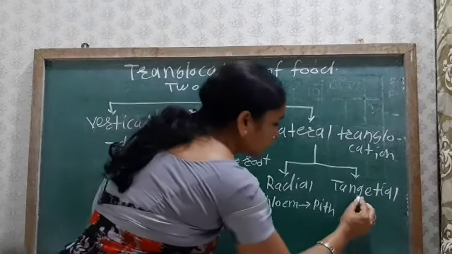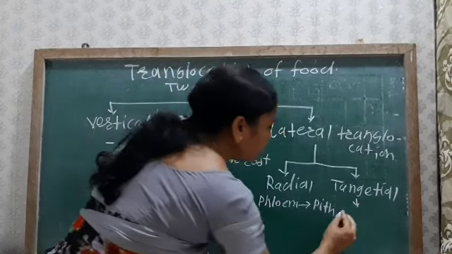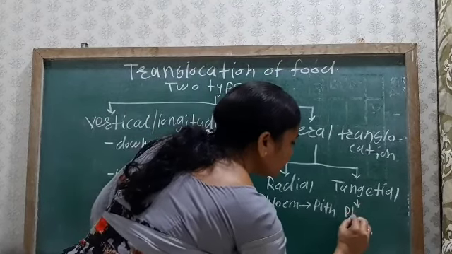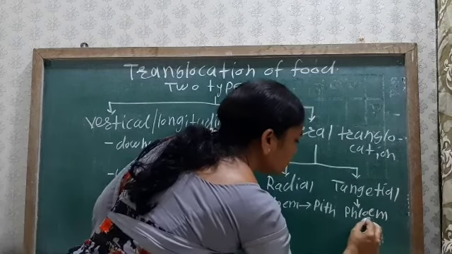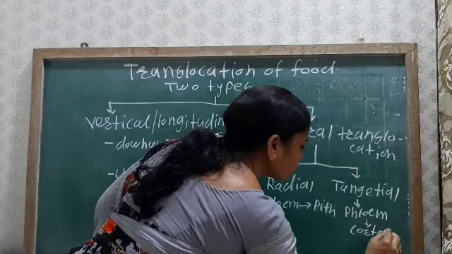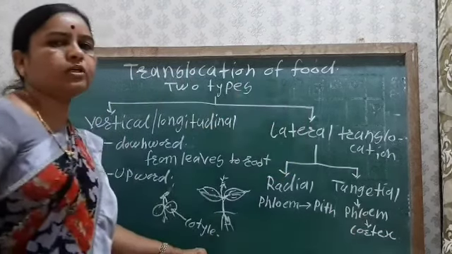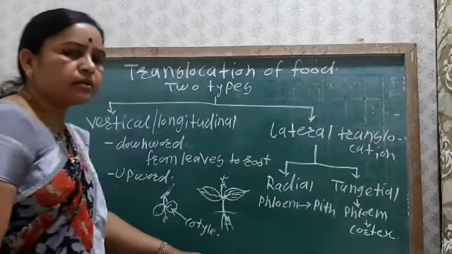If the translocation takes place tangentially, what does that mean? Here the food material is transported from the phloem to the cortex. Phloem to the cortex, like this. So it is known as the tangential translocation.